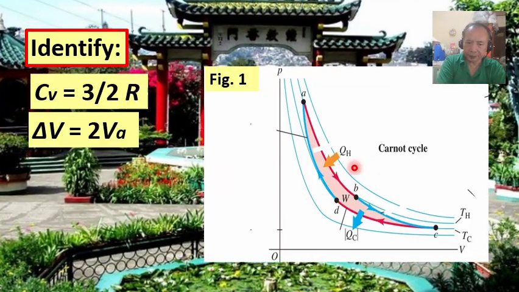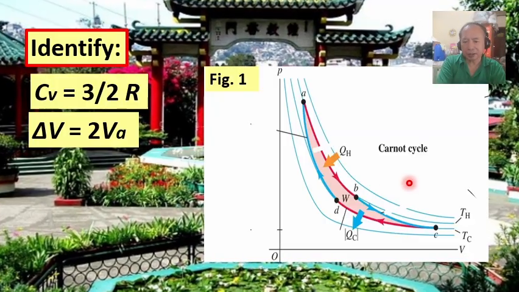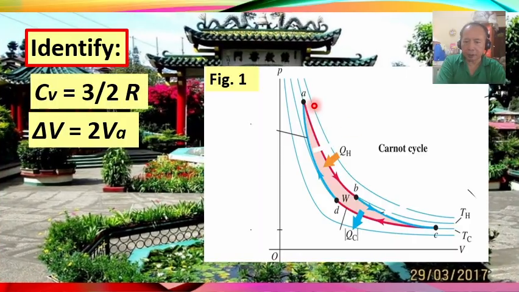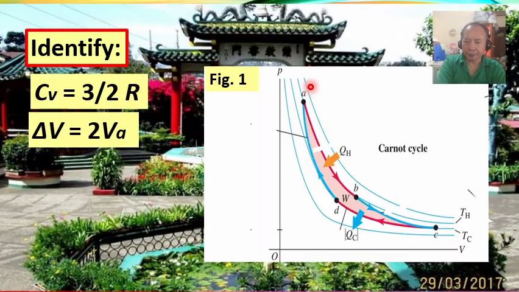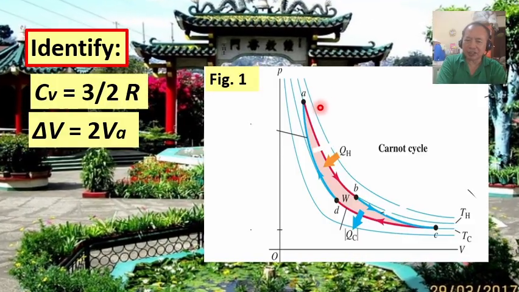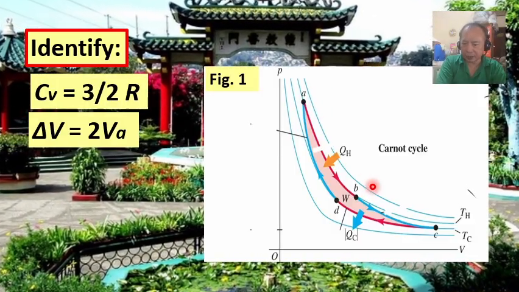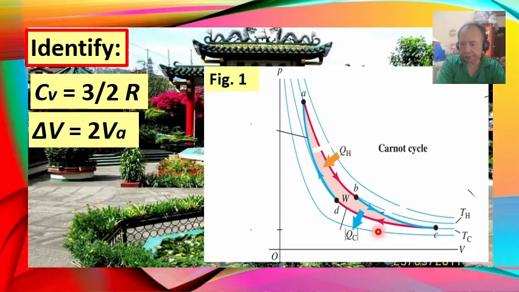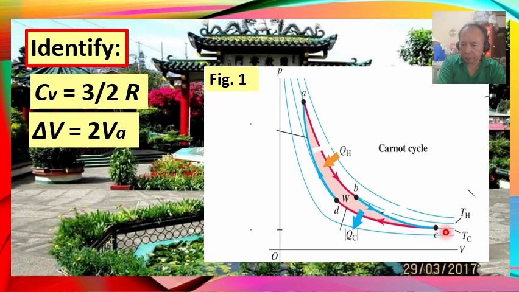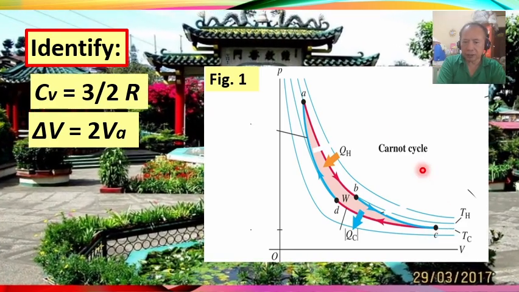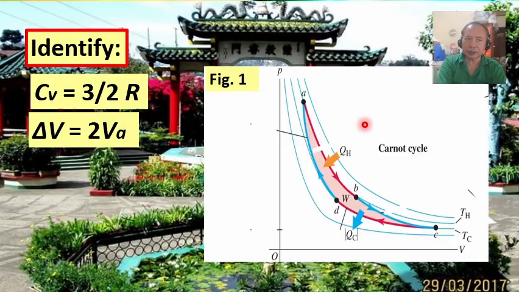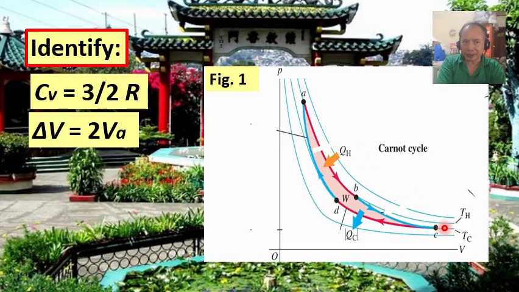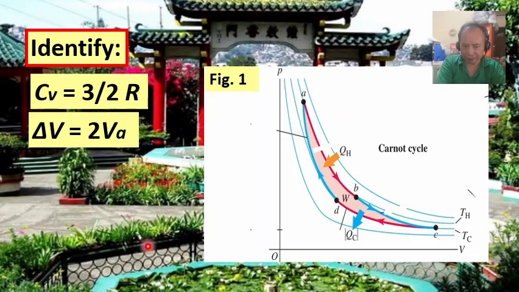The temperature changes from a Kelvin temperature TH, that's at point A, to the final temperature TC. TH is the temperature at the hot reservoir, while TC is the temperature at the cold reservoir of a typical heat engine.